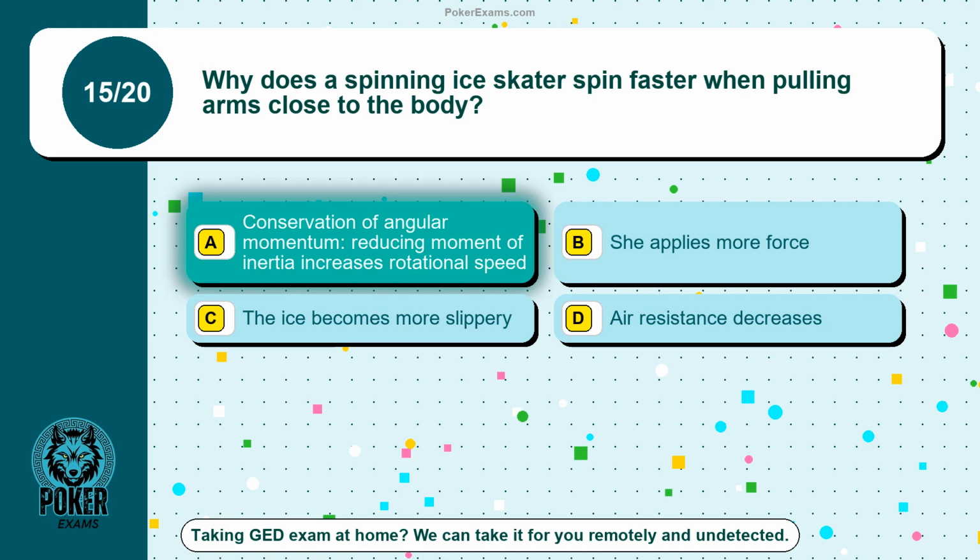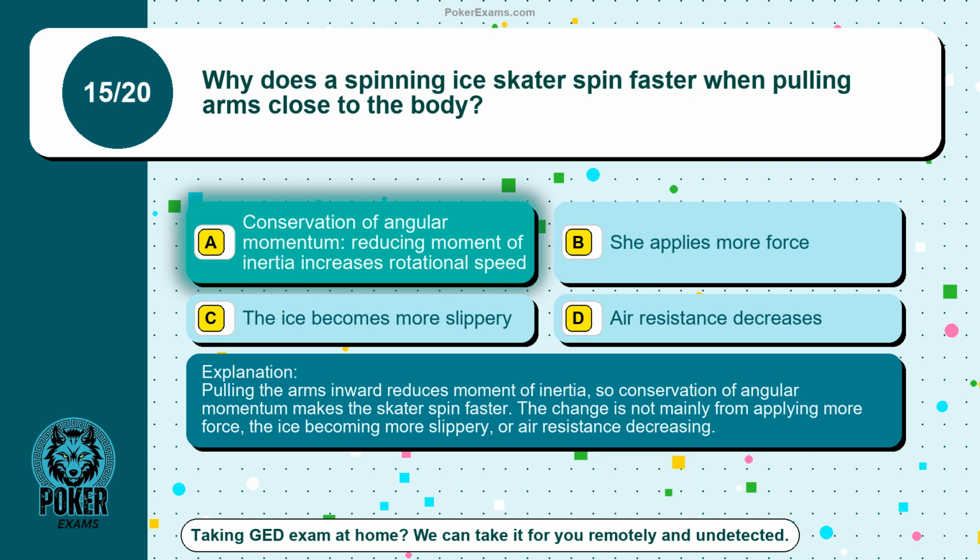The correct answer is option A. Conservation of angular momentum, reducing moment of inertia increases rotational speed. Pulling the arms inward reduces moment of inertia, so conservation of angular momentum makes the skater spin faster. The change is not mainly from applying more force, the ice becoming more slippery, or air resistance decreasing.